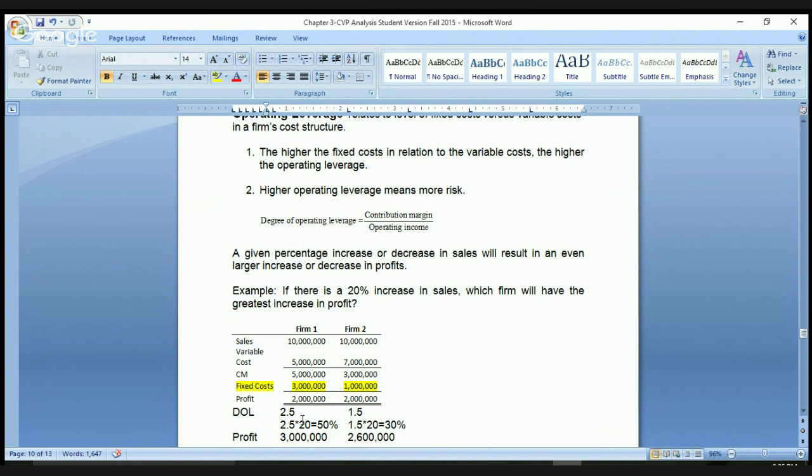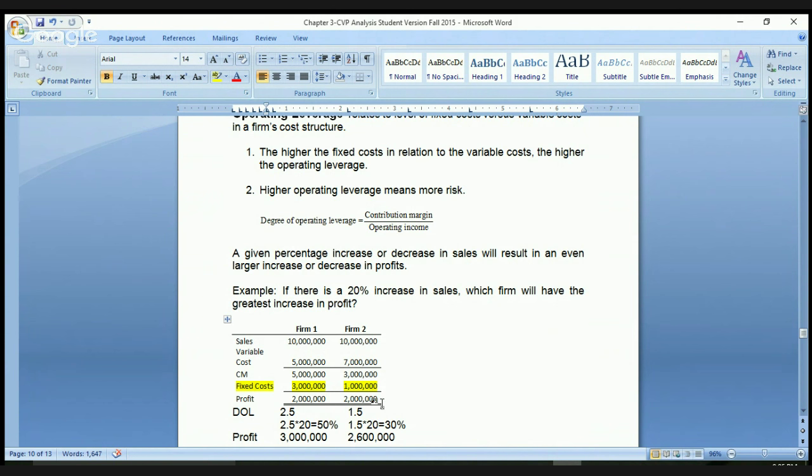Then what I'm going to do is take that 2.5 and multiply it by the percentage of increase. How do I do that? I take the 2.5 times 20. So that means there's going to be a 50% increase in profit. To determine how much the profit would be if there was a 20% increase in sales, I multiply the 50% times the 2 million and I get 3 million.